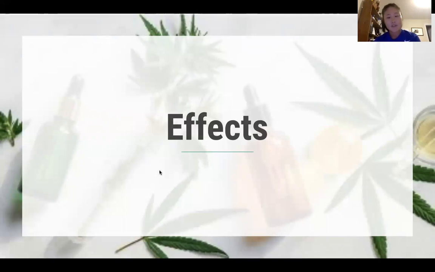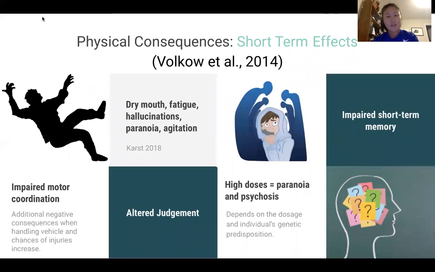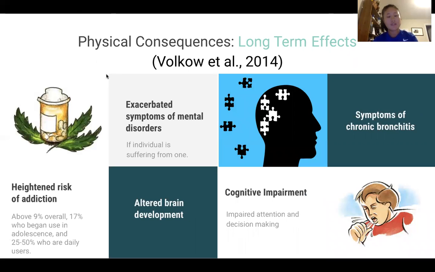Okay, so now we'll talk about the effects of marijuana. And to start off with the short-term physical consequences, some of these effects include impaired short-term memory, which makes it difficult to learn and retain information. Another one is impaired motor coordination, which interferes with driving skills and thus increases the risk of injuries. Another one is altered judgment, which increases the risk of sexual behaviors that facilitate the transmission of sexually transmitted diseases.